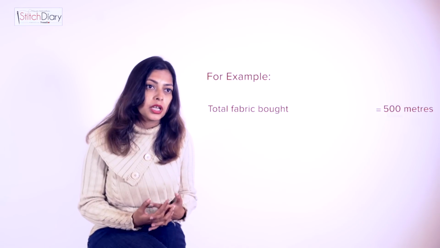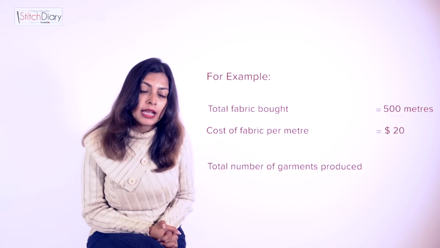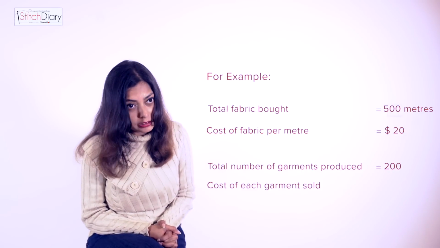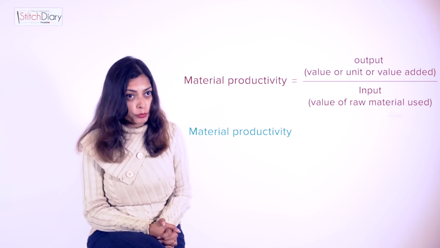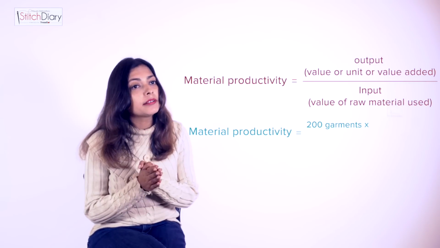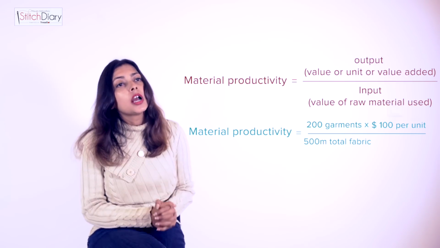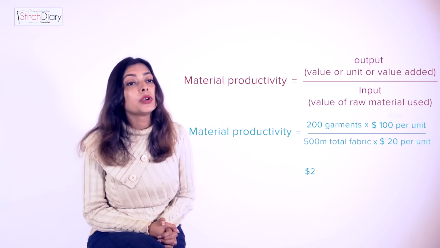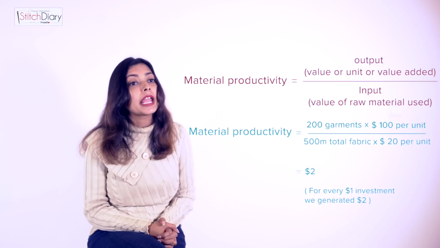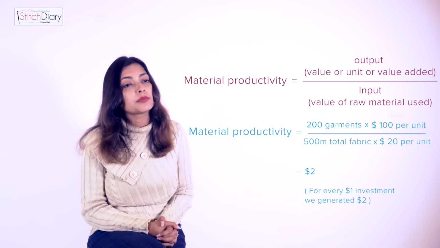Let's say for an order, you procured 500 meters of fabric which cost $20 per meter, and we produced 200 garments out of it. Each garment was sold at $100. So the material productivity would be output divided by input. The output is 200 garments into $100 each, divided by input, which is 500 meters into $20 per meter. So we arrive at a number of 2, which says that for every $1 investment, we actually generated $2 out of it. This defines material productivity.